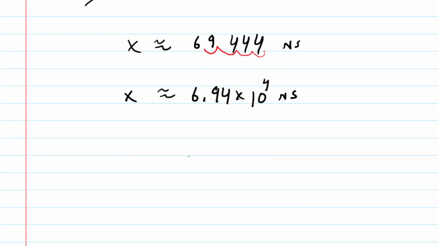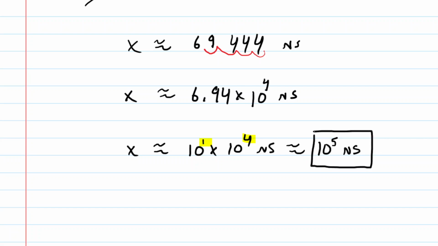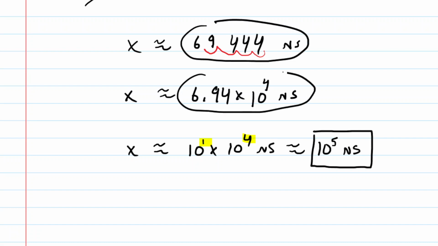And then finally, if you're expected to round this, then you can round the 6.9 up to 10. So you would have 10 times 10 to the power of 4. And then you can simplify it even further, because when you multiply 10 to the 1 and 10 to the 4, you would add those powers together, and you would get 10 to the power of 5. So often we just want a very rounded sort of whole number estimate for the number of neutron stars. So that would be 10 to the power of 5 neutron stars.